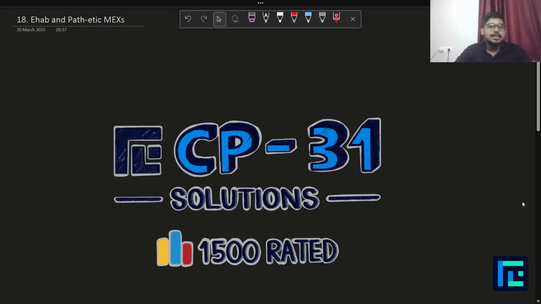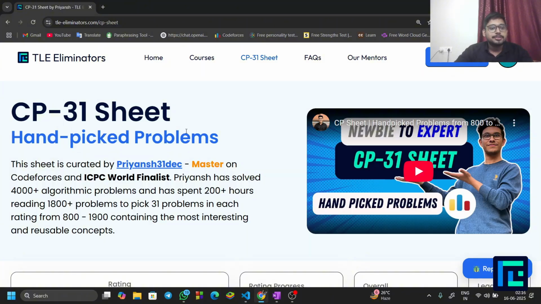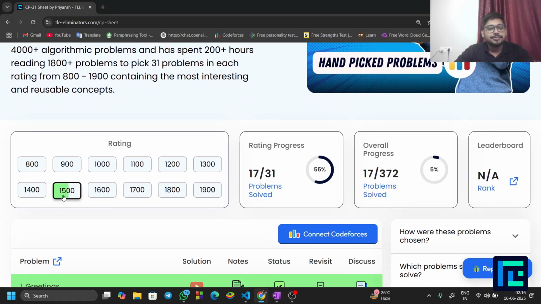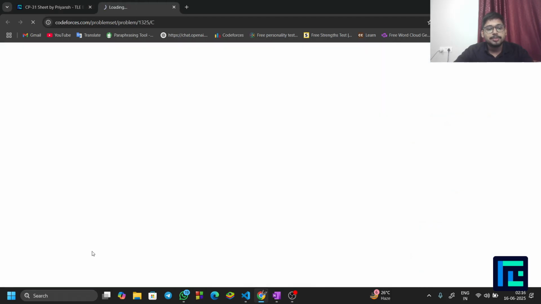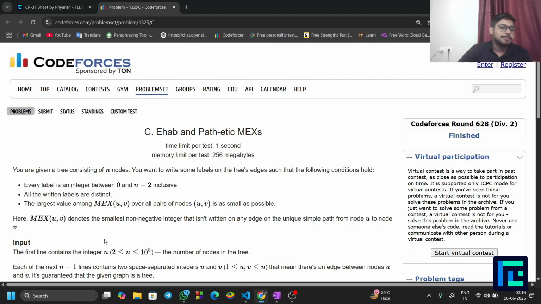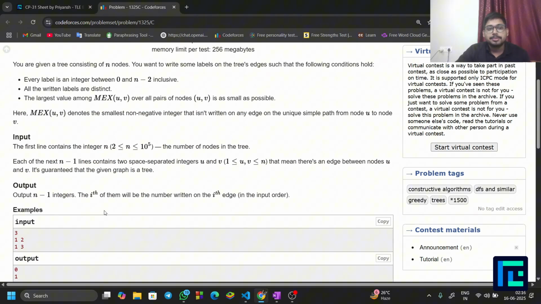Today we'll be discussing the 18th problem from the CP-31 sheet by TLE Eliminators under the 1500 rated problems. Let's begin. We'll move on to our CP-31 sheet and we can see the 1500 rating mark has been checked. Let's move on to the 18th problem, which is Ehab and the Path-etic MEXs. Okay, so let's read the problem statement.